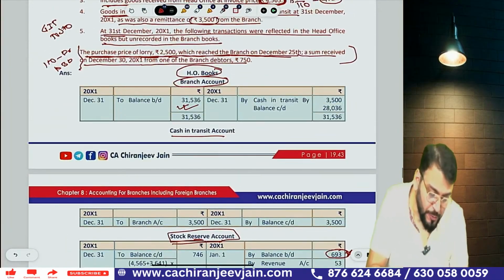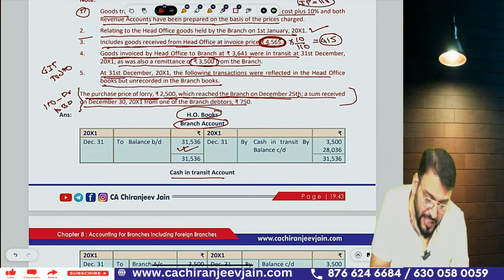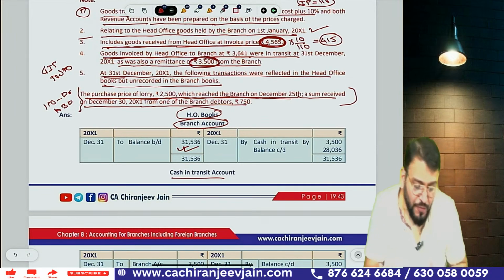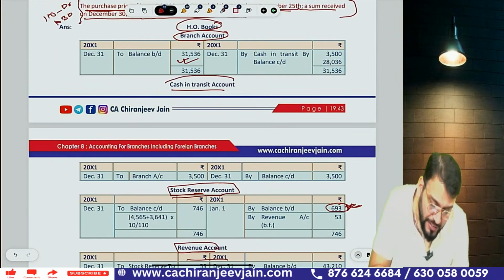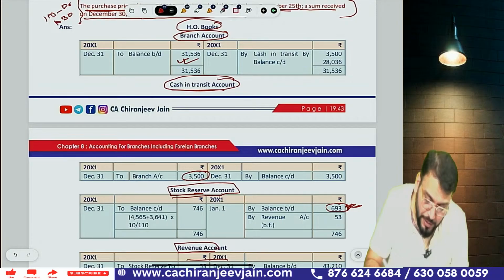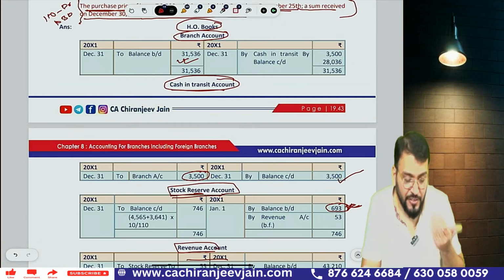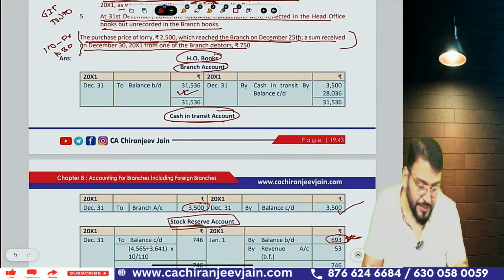Now let us come to head office book. In the head office there was one cash in transit, 3,500. So the journal entry will be what? Cash in transit account debit to branch. So you can see cash in transit account to branch. So this you have understood. Cash in transit done. Correct.